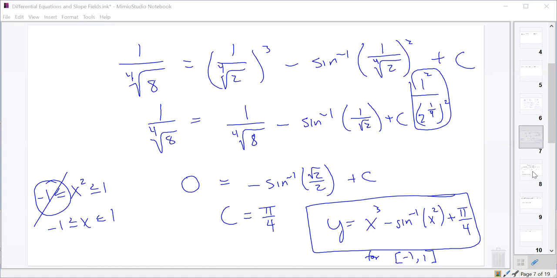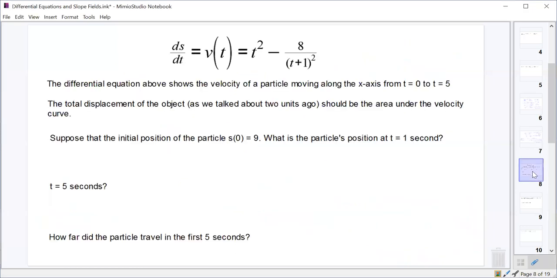So cool. All right, let's take a look at a little bit of a motion problem with our differential equation. I'm going to give you a differential equation, ds/dt, the derivative of the position function, because we often use s as position. So ds/dt, or v of t, is (t squared minus 8) over (t plus 1) squared. This gives us the velocity of a particle that moves along the x-axis from t equals 0 to t equals 5.